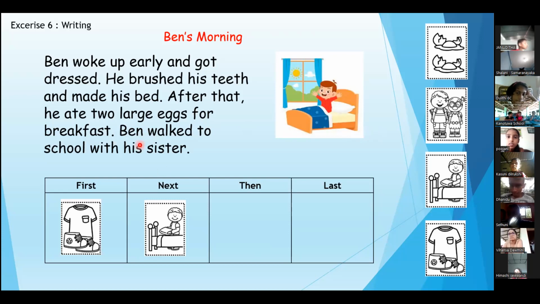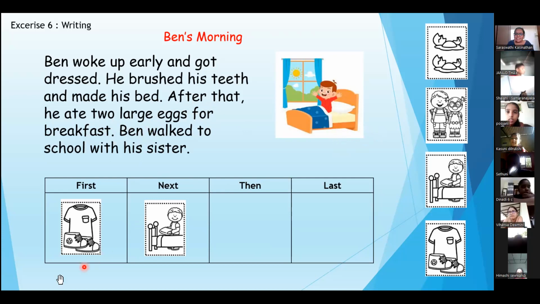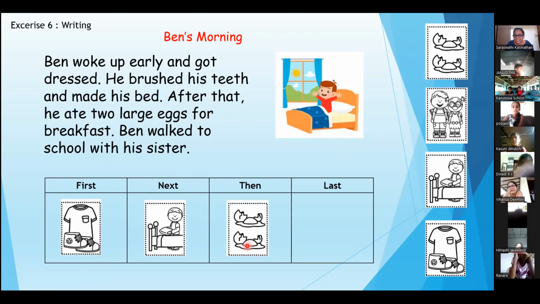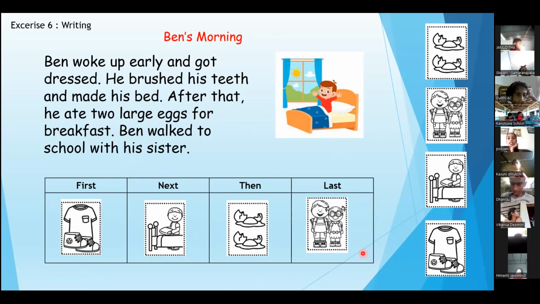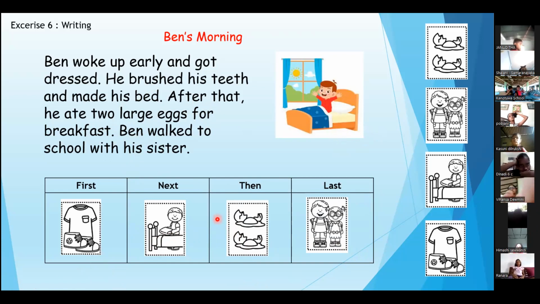What did he do after making the bed? After that, Number 1. Number 1. Excellent. Very good. Well done. And finally, at last, Number 2. Very good. Good job. To school with his sister. Very good. So do you understand the flow of the story?